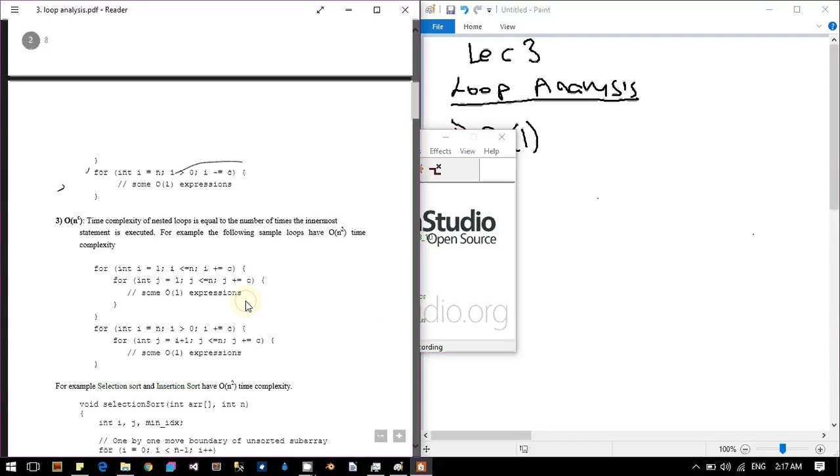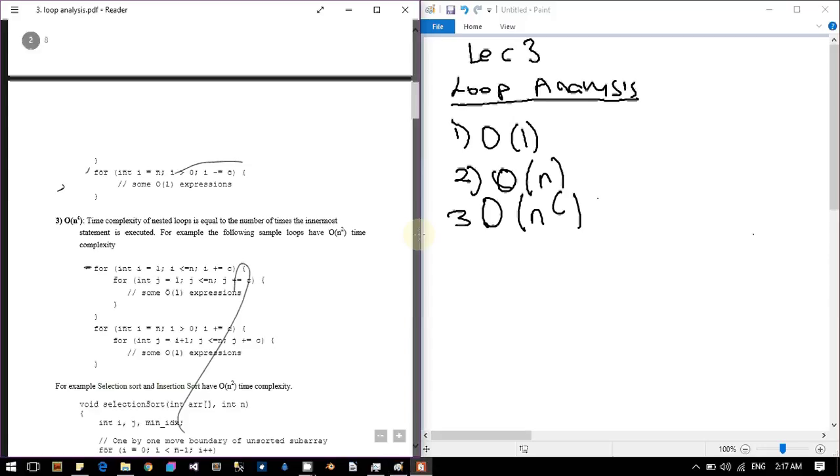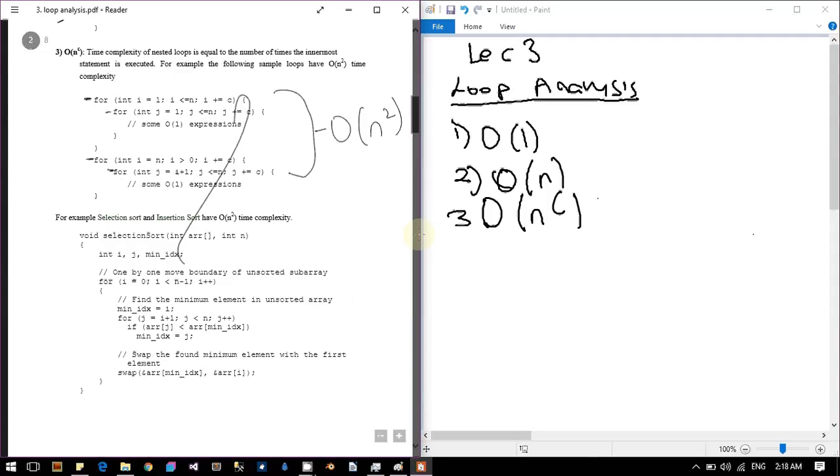The third one now is of order n raised to power c. That is saying the time complexity of nested loops is equal to the number of times it's executed. Based on the number of nested loops, here there are 2 loops, so it's of order n squared. Both of them are of order n squared. Assuming there were 3 loops, it would have been of order n cubed. So that's the third rule.